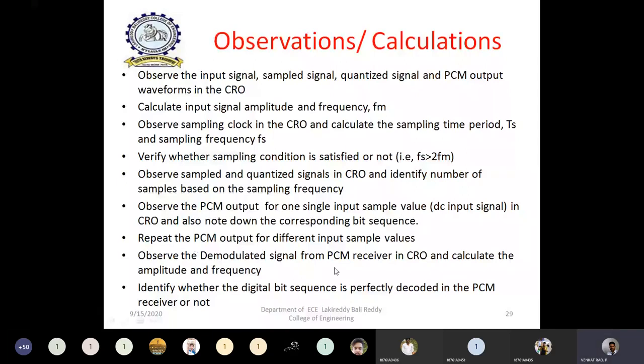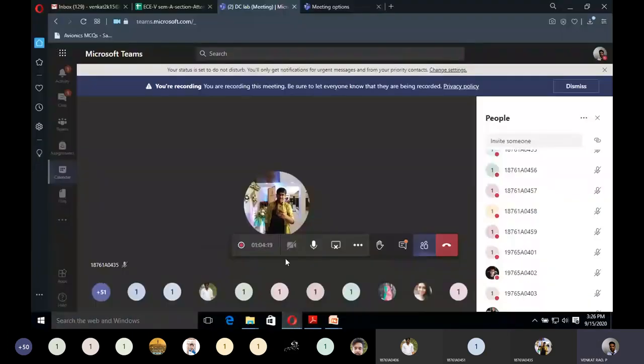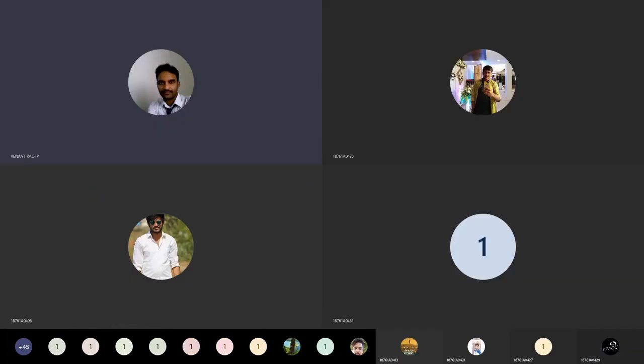And observe the demodulated signal from the PCM receiver in the CRO, and then calculate the amplitude and corresponding frequency. And again identify whether the digital bit sequence is perfectly decoded in the PCM receiver or not. Okay, these are the observations and calculations to make when doing the experiment. So this is what I am going to explain in today's session. It's all about pulse code modulation and demodulation.